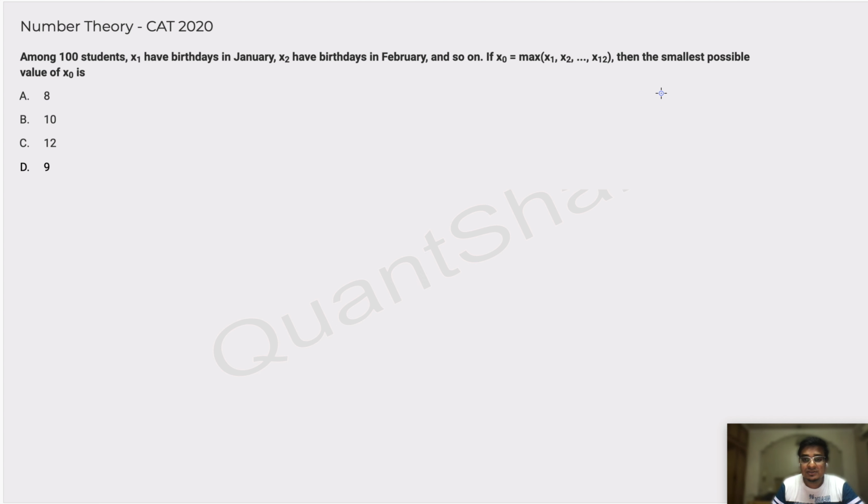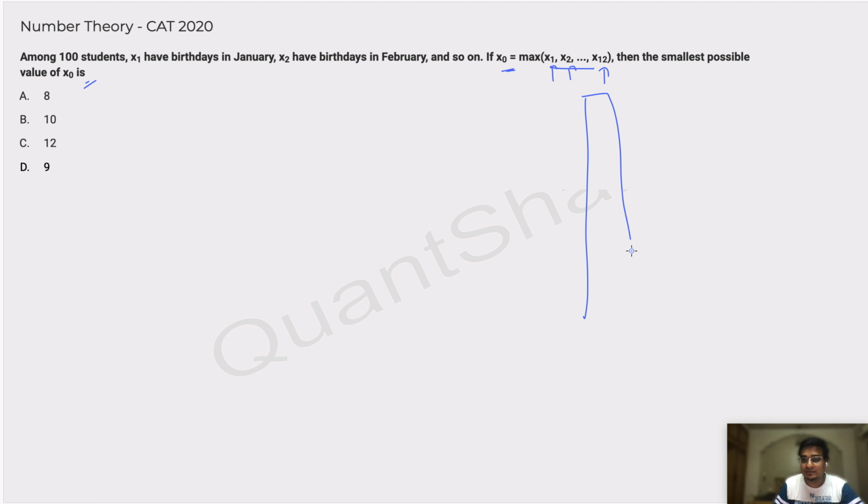If X0 is the maximum of X1 till X12, so whatever number of birthdays we have in each month, the maximum of that will be X0. The smallest possible value of X0 is... Okay, so this might be a little tricky because we're taking the maximum of something and then we're trying to minimize it. So let's look at it this way.